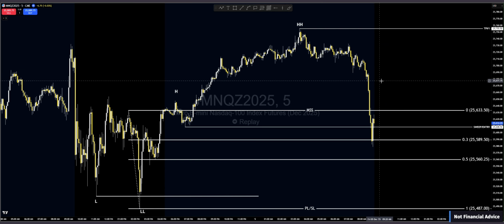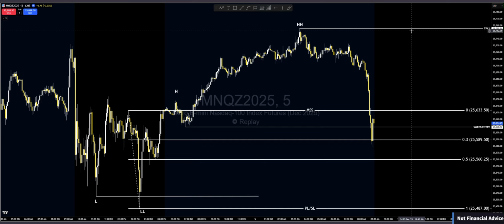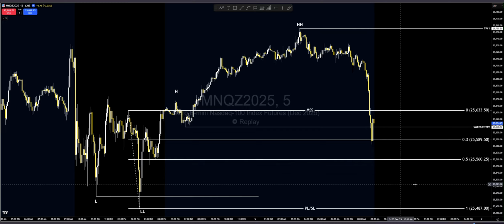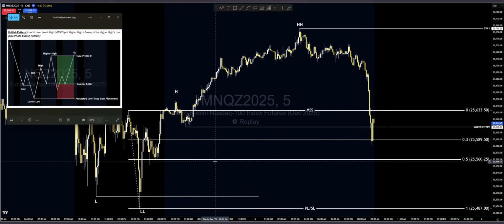And I took most of the profit when it came up here into a confluence and I left one to run. So this here is a good example of the bullish pattern and how you can quickly, when you jump onto the screen, identify it, start marking it out, and anticipate that pullback. And then you're going to wait and see how we react to the sweep entry.